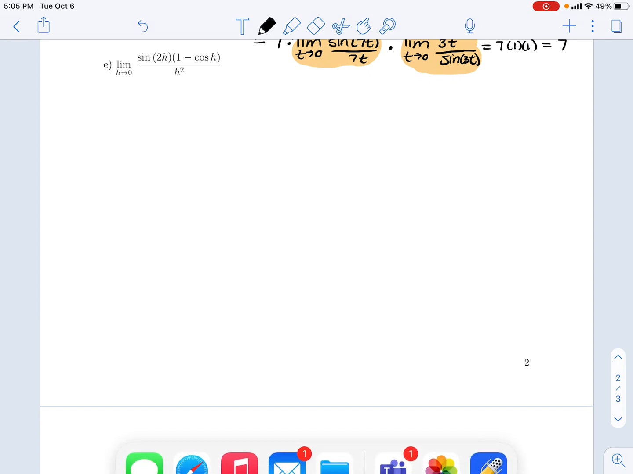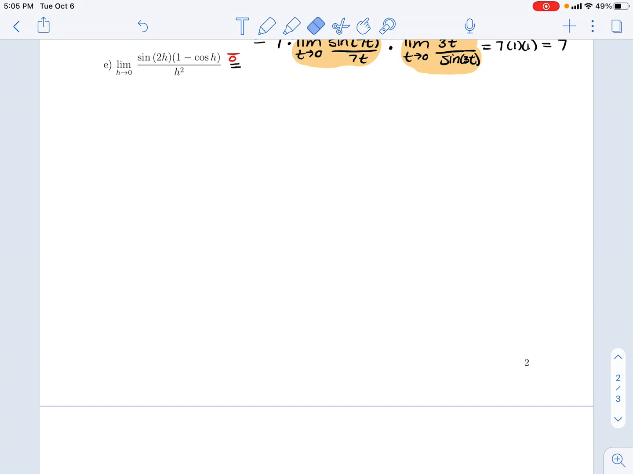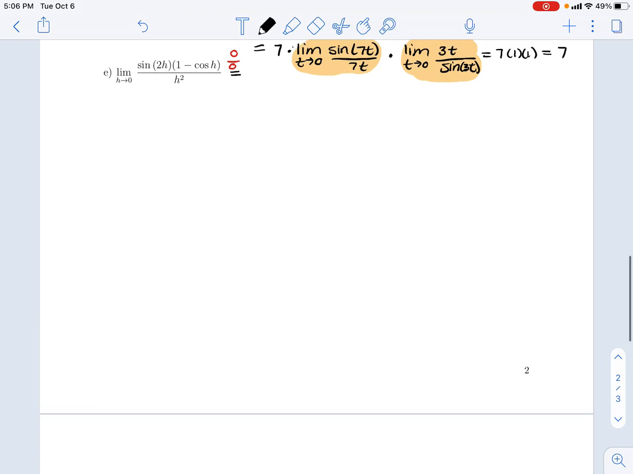Okay, so again, the first thing I want to do in part E is to plug in 0. And when I do that, shocker, I get 0 over 0. So I'm going to try to use my properties of limits here. When I look at this, I see a sine of 2h appear, but then I also see cosine involved. So I'm like, okay, what should I do with that?